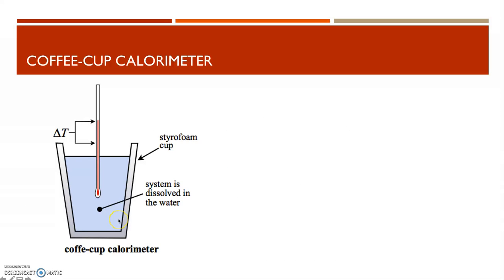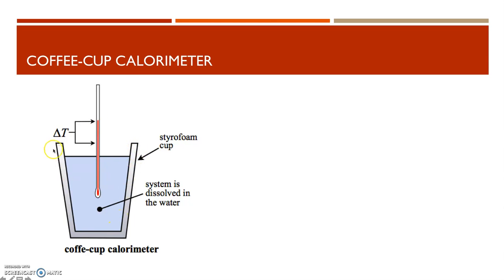Okay, we're going to use a coffee cup calorimeter. So in the previous video, he explained really well what the coffee cup calorimeter does. We're at a constant pressure, so we've got a constant pressure system. Our system is going to be dissolved in water, so we're going to have some water in the cup. We're going to throw some solid salt in there. We're going to mix it up, and we're going to measure the temperature rise.